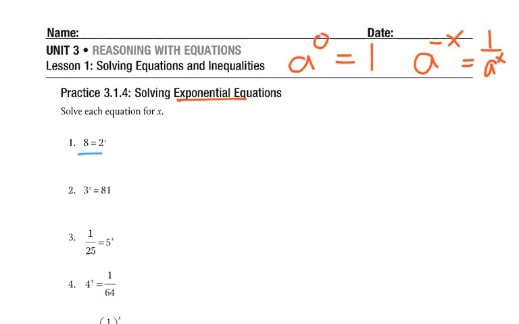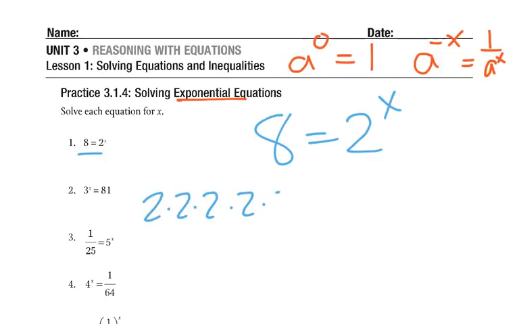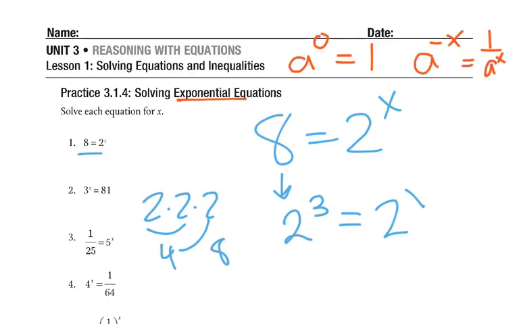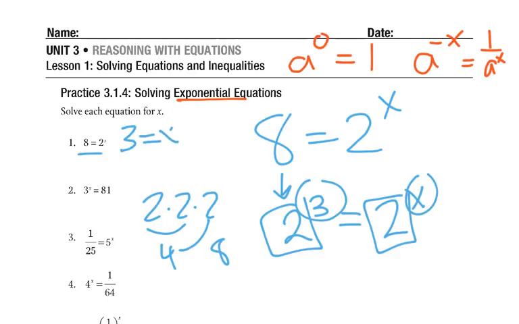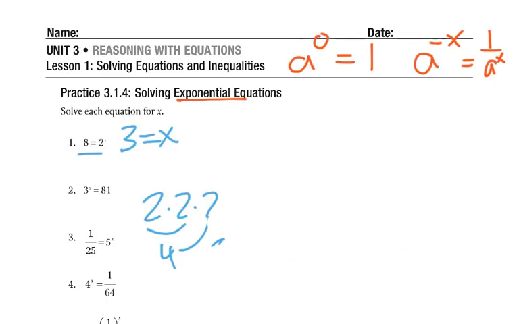So if I look at this first one, 8 equals 2 to the x. I want to say, is 8 some number of 2s multiplied together? Is it 2 to the something power? And it actually ends up being three 2s. 2 times 2 is 4, times 2 is 8. So 8 is really 2 to the third. Now that I have the same base, I can set the powers equal, so 3 equals x. And that's my answer. So this one's really kind of a tricky one.